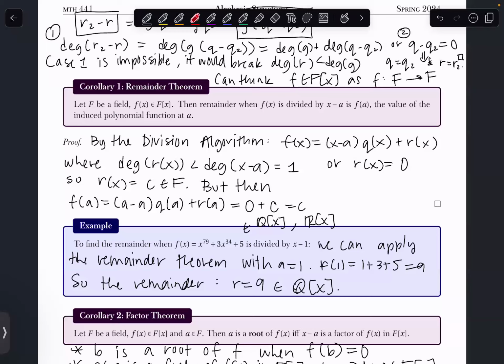So when the coefficients come from a field, I can apply my division algorithm. The fact that the divisor is degree 1 gives me a lot of information on what the remainder can be. We plugged in and saw the remainder was exactly a constant, and it was the value you got when you plugged a into your function.